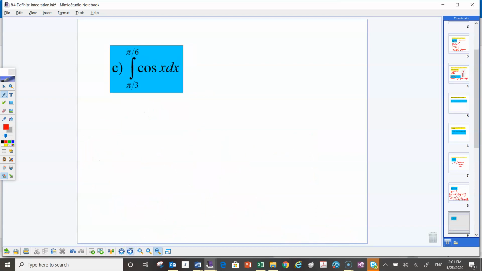Now the next integral, we're going to do the exact same way. I want to find the integral of cos. The integral of cos is sine x, going from pi over 3 to pi over 6. You should realize that pi over 3 and pi over 6 are 30-60 degrees, so I need my 30-60 degree triangle.